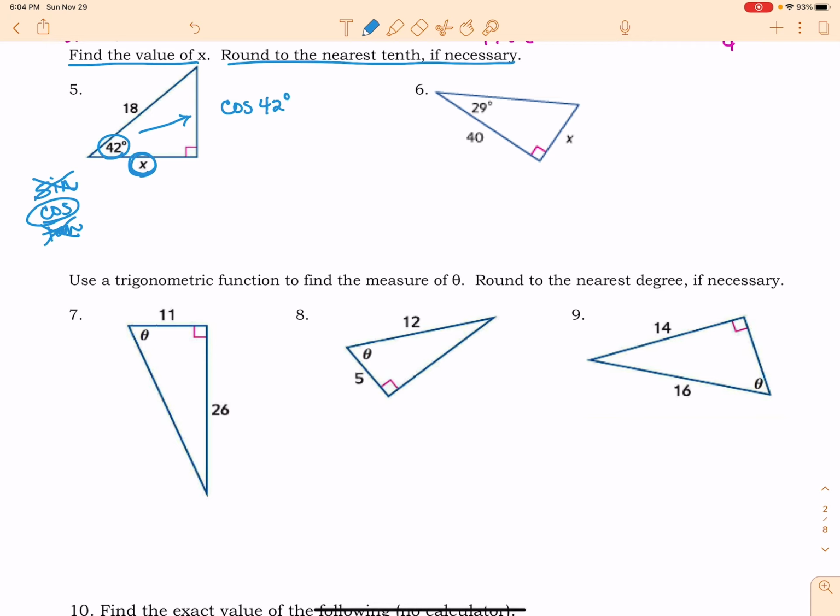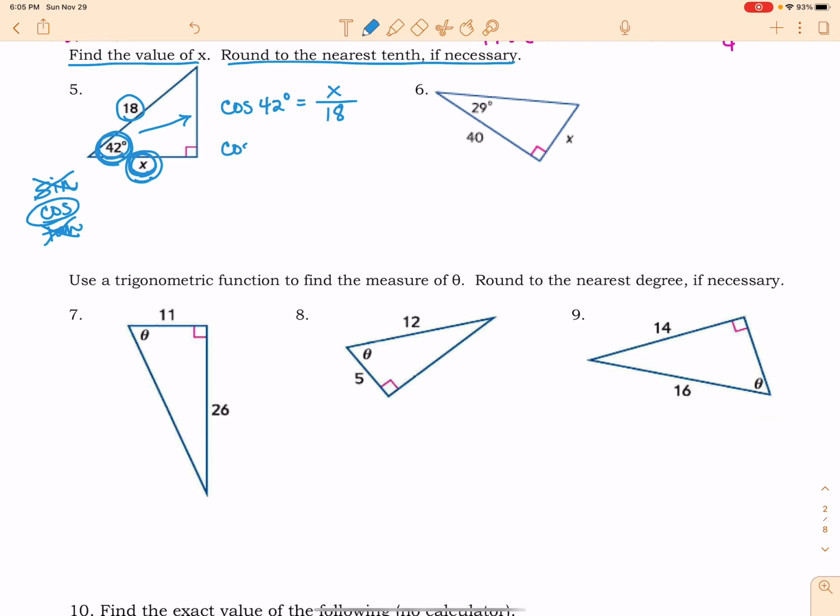Remember, sine, cosine, and tangent of an angle every time, whether it's known or unknown. This time I know the angle, so I'm not using theta now. I'm using the measure of the angle. So cosine of 42 degrees equals adjacent, that's this side, over hypotenuse, that's the 18. Once you do that, now you've got an equation that I need to solve for x.